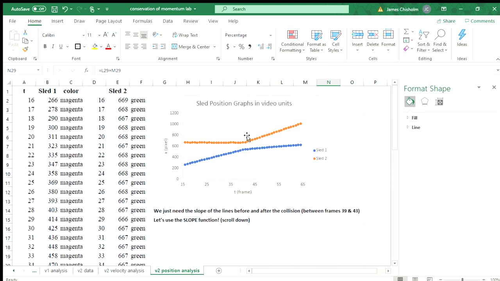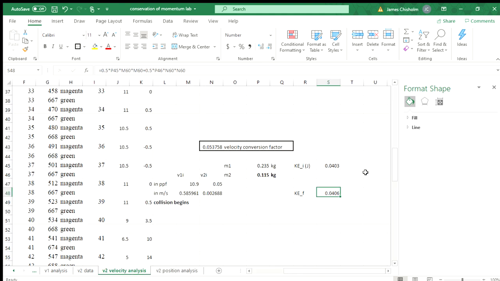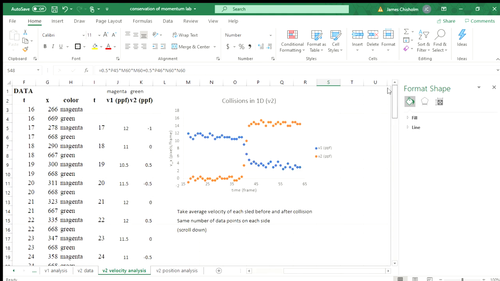We're not actually using any trend lines on any of these graphs the way they had done before. The graphs are sort of handy in terms of letting us visualize what's happening. Again, our position graph should look like this. We should clearly see the collision. We should have about the same number of data points before and after.